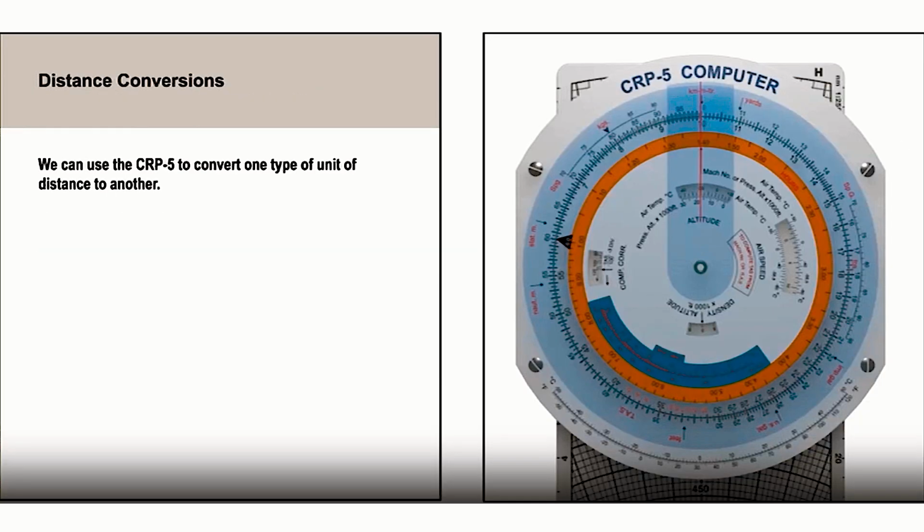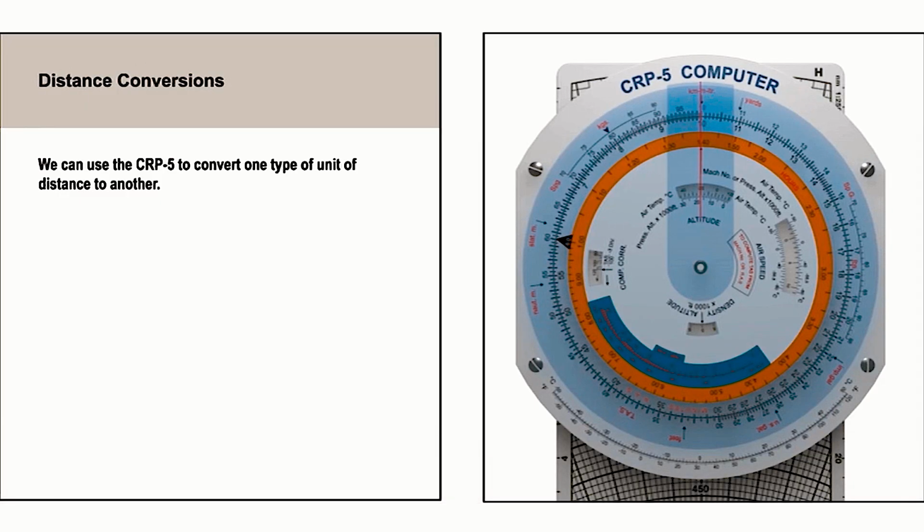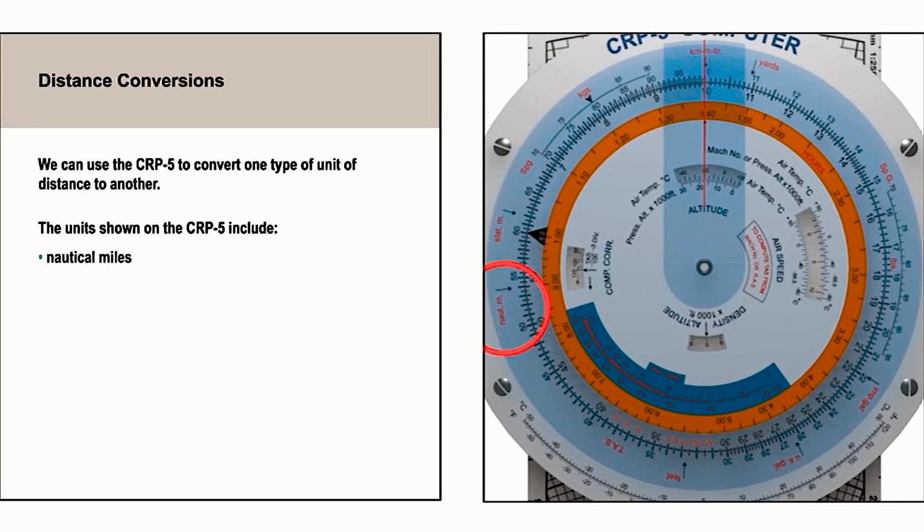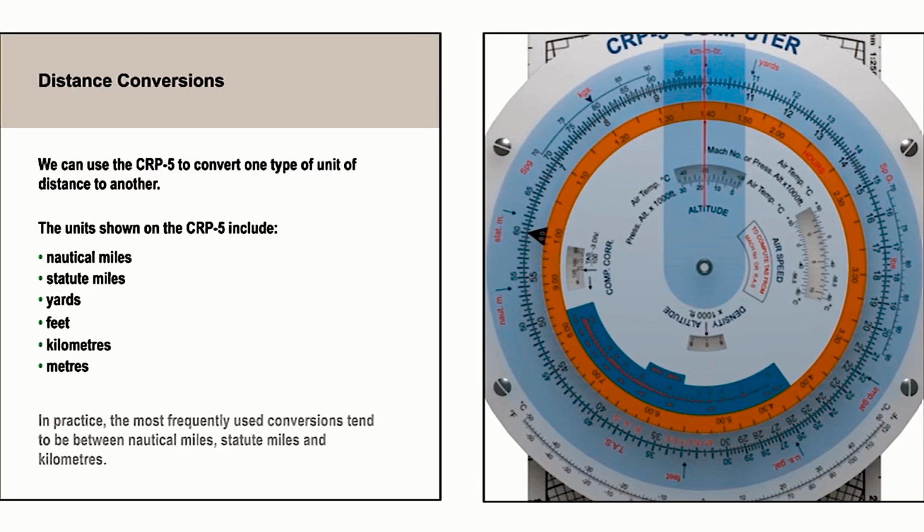We can use the CRP-5 to convert one type of unit of distance to another. The units include nautical miles, statute miles, yards, feet, kilometres and metres. In practice, the most frequently used conversions tend to be between nautical miles, statute miles and kilometres.